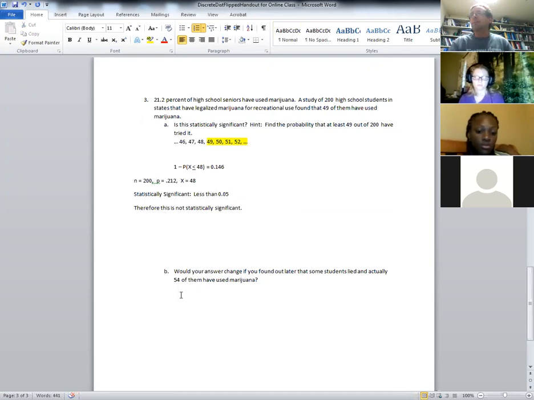Okay, good. So we're going to do the same thing on your calculator. And you're going to go 1 minus, and then again, second distribution up until you get to binomial CDF. Hit enter. And now you only have to change that x value to a 53.